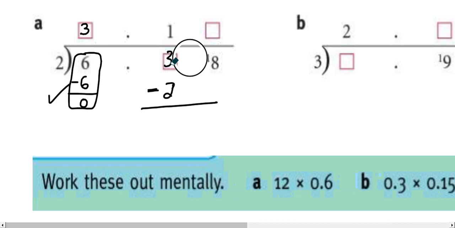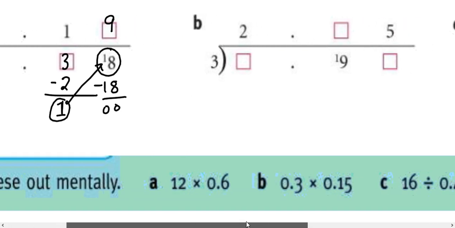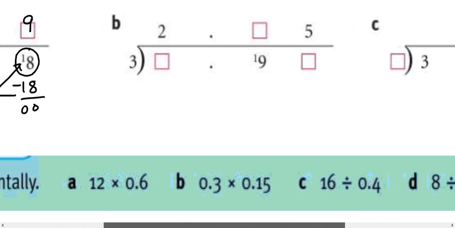Let us check. Put a 3 here. 3 divided by 2 is not possible, so comes 1. 1 times 2 is 2. Subtract, can you see? The remainder is 1. Now this remainder has been recorded here, and this number becomes 18. 18 divided by 2, the answer is 9. 9 times 2, the answer is 18. Subtract, the remainder is 0. So here the missing numbers are 3 and 9. Okay, let us come here.